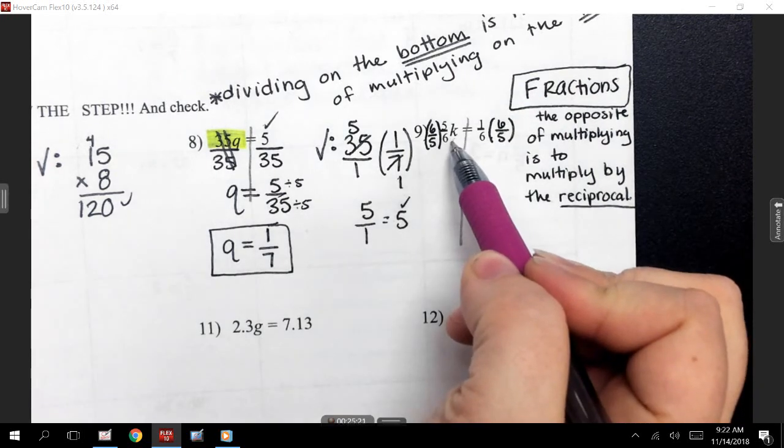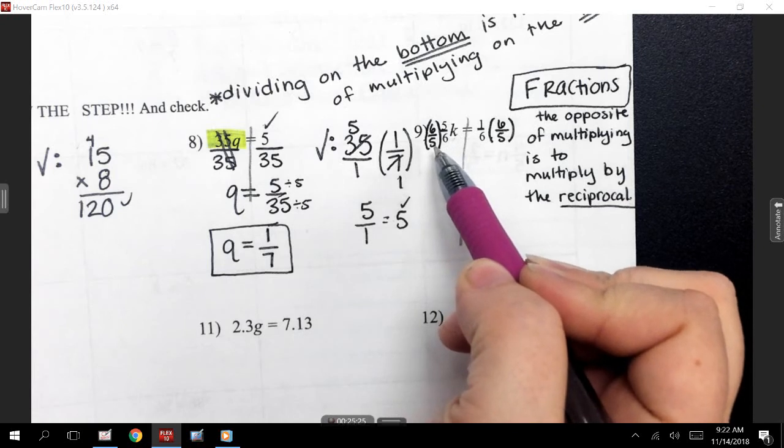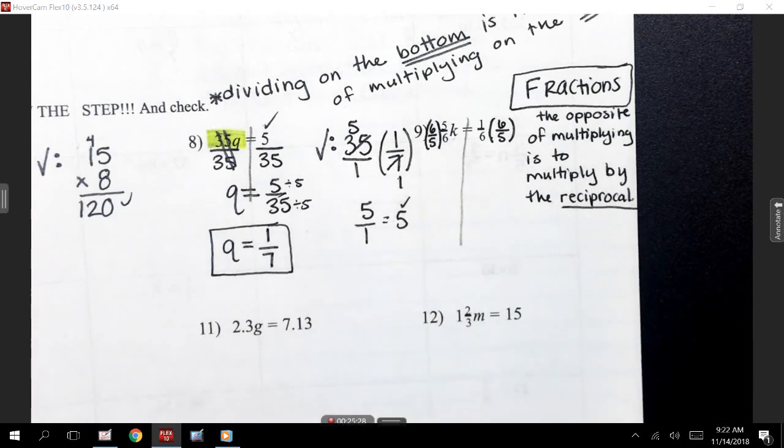What fraction is next to k? 5 over 6. And we have to flip it to use the reciprocal, so that's going to be 6 over 5. Okay?